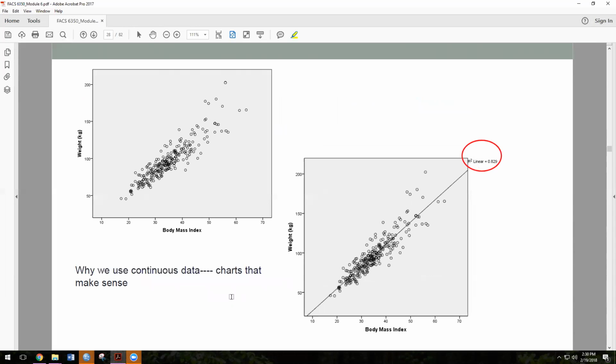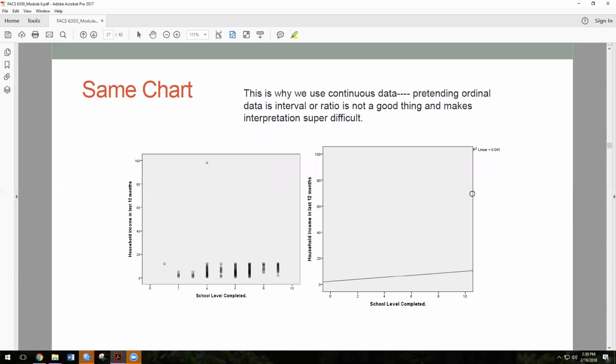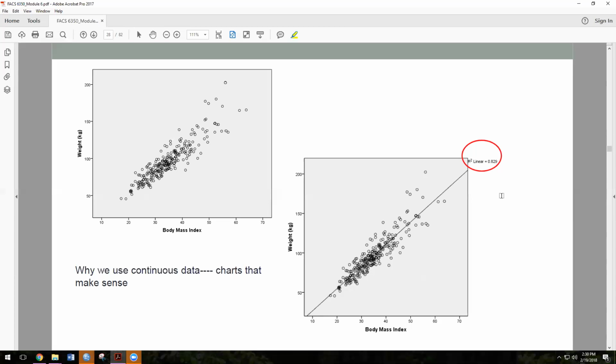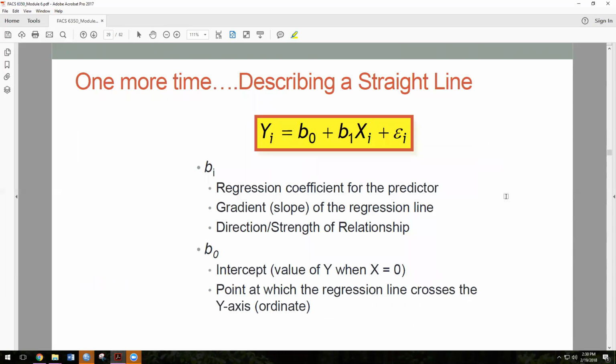Now, if I use continuous data, I get a chart that makes a little bit more sense, like weight and body mass index. We know that those are highly correlated because you have to use weight to calculate BMI. My R-square here is 0.829. That means that my equation is explaining 83% of what's going on, so there's only 17% of stuff that I don't have a clue about. In the other example, I'm only explaining 4.5%, so there's 96.5% of stuff that's going on, and I don't have a clue about it. So it's important that we look at that R-square.